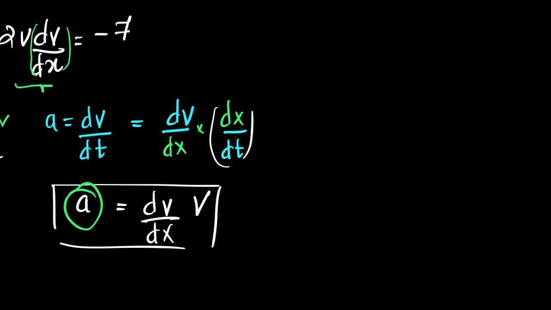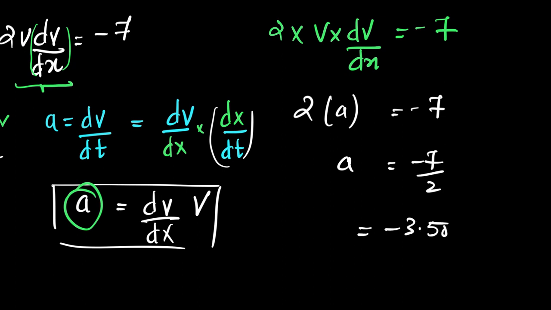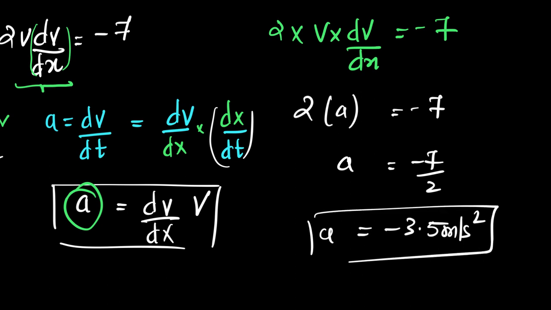So this expression, 2 into v into dv by dx is equal to minus 7, and therefore 2 times acceleration is equal to minus 7. Therefore acceleration is equal to minus 7 by 2, which is equal to minus 3.5 meter per second square. Therefore acceleration is equal to minus 3.5.